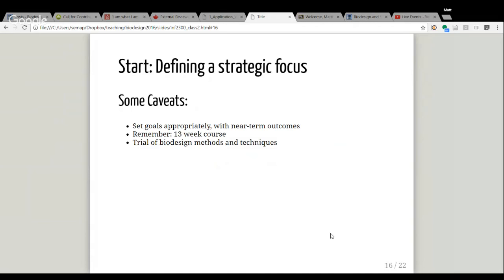me individually. And remember, it's a 13-week course, so this is really a tryout of biodesign methods and techniques, and so feel free to be exploratory and be broad, but make sure that you're not over-emphasizing and overstating what you're capable of as a team within a 13-week period.